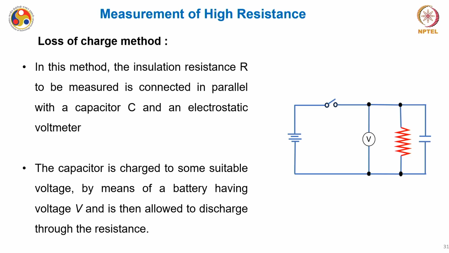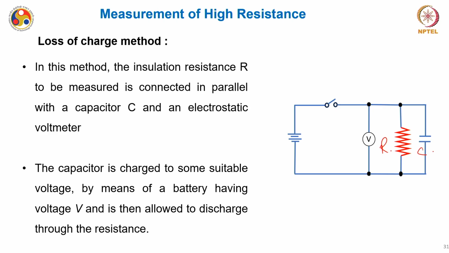Now, this is just one way of measuring high resistance. You have other methods also, which we have talked about. Another method which is very important for measurement of high resistance is the loss of charge method. As the name suggests, it relies upon charging and discharging of the capacitor. In this method, the insulating resistance R to be measured is connected in parallel with the capacitor C.